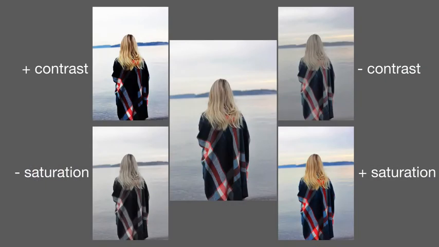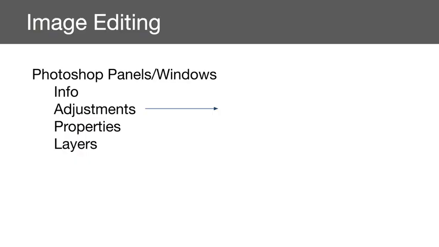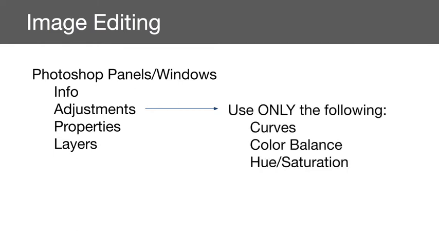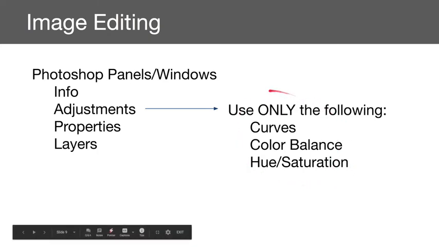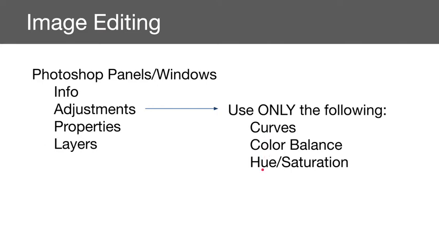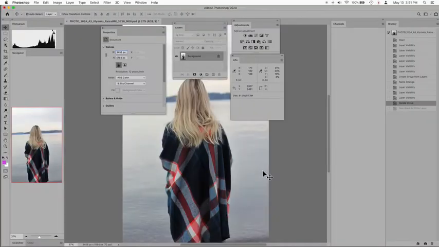Let me go back here real quick. Let's see here. Now, in this particular class, we're only going to use these four panels: the info, adjustments, properties, and layers. And for the adjustments, we're only going to use these three particular control panels: the curves, color balance, hue, and saturation. These three controls can manage everything from density to color in multitudes of ways. Okay, then we'll go back to Photoshop.